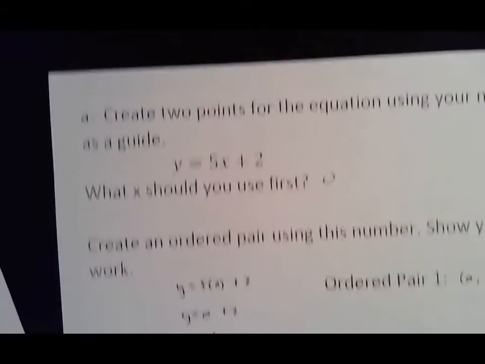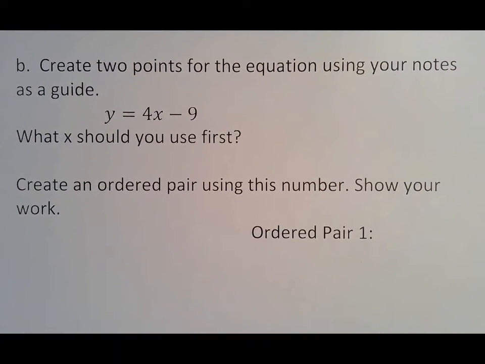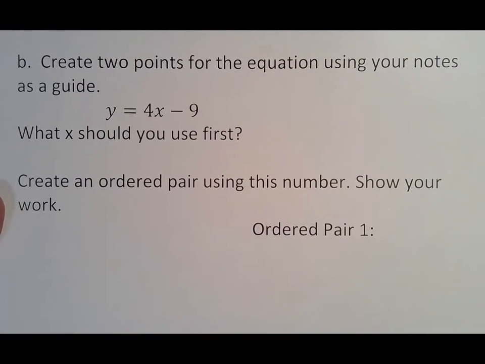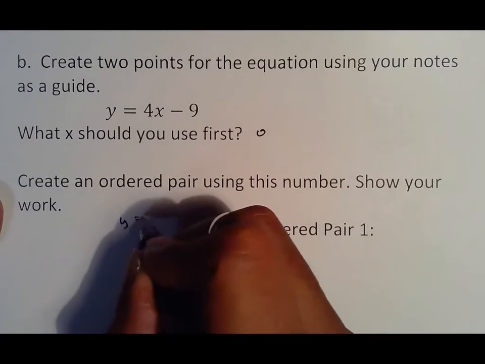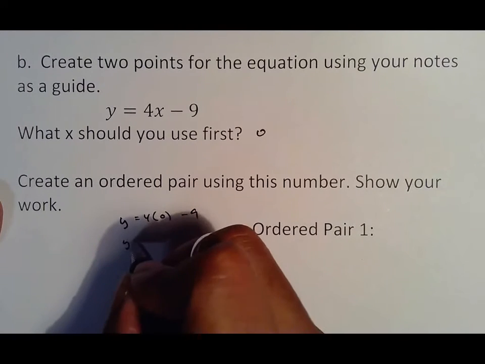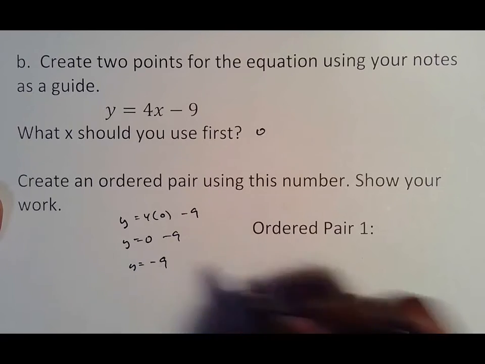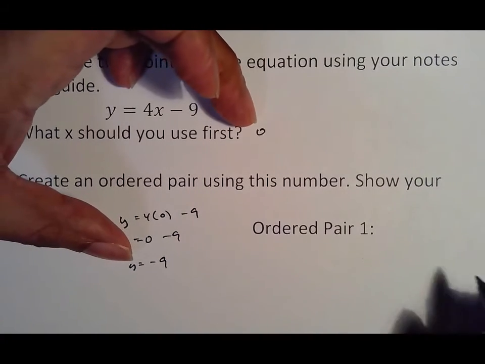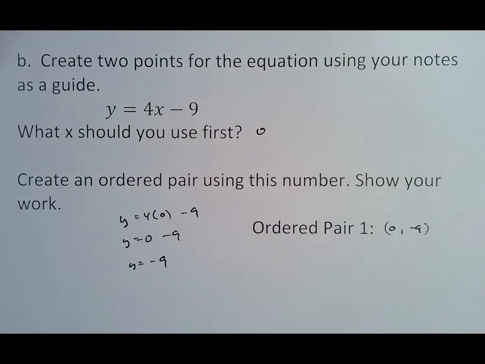All right. Create 2 points for the equation using your notes as a guide again. What value do you use first? 0. So y equals 4 times 0 minus 9. 4 times 0 turns into 0 minus 9. And if 0 is not there, then it's just -9. So your first ordered pair is based off of these numbers, which is 0, comma, -9.